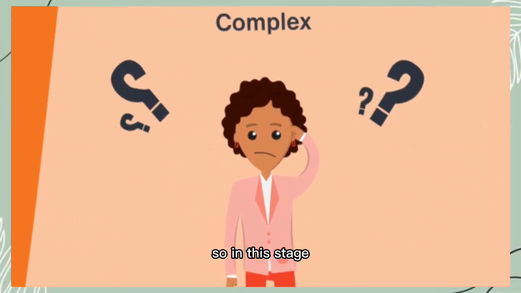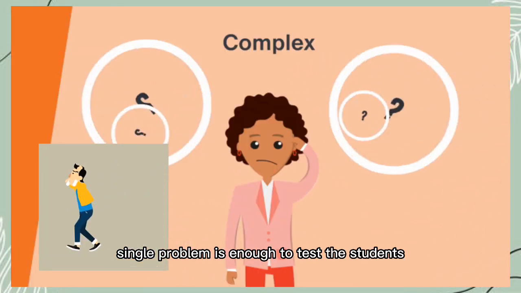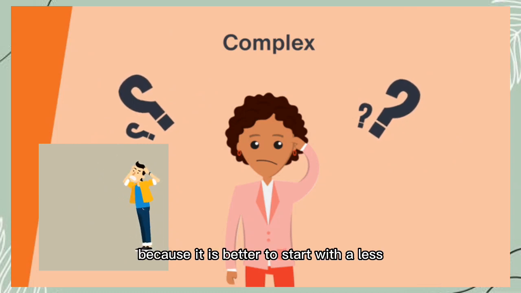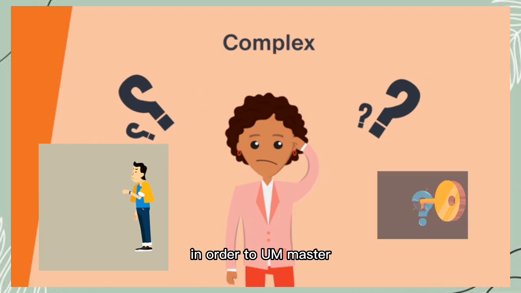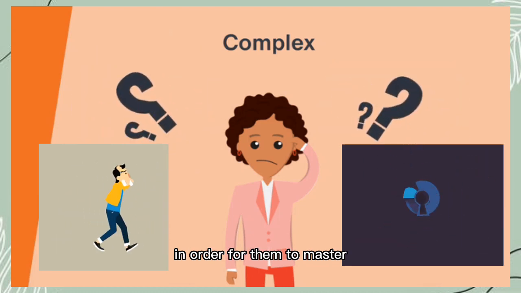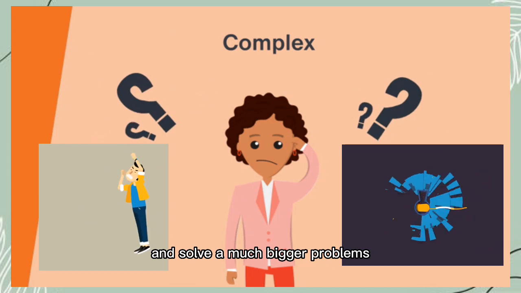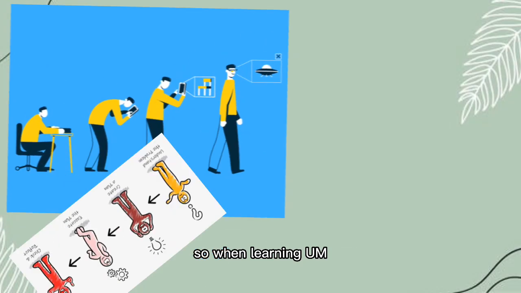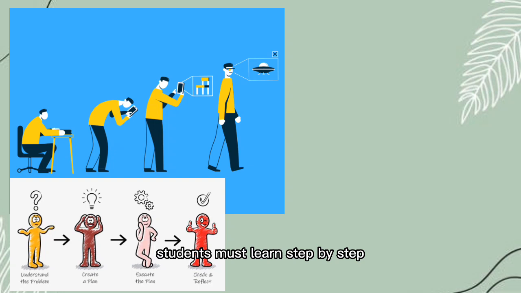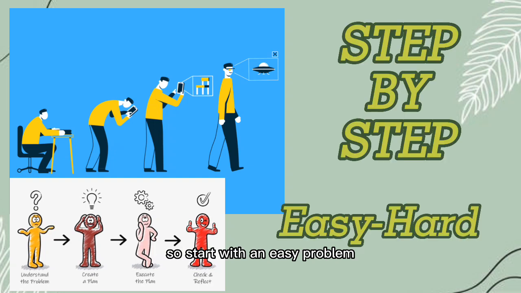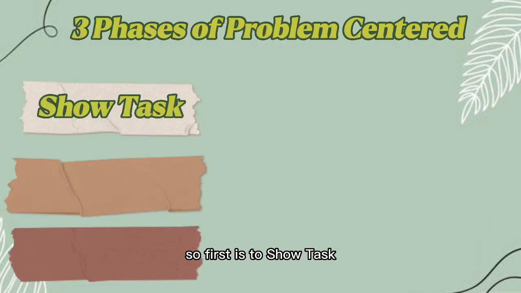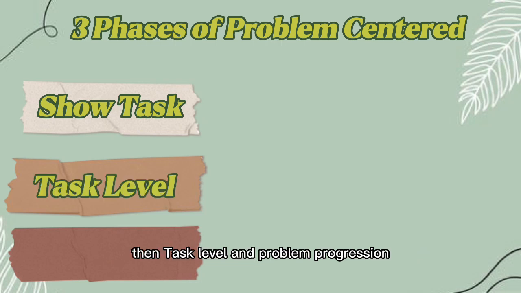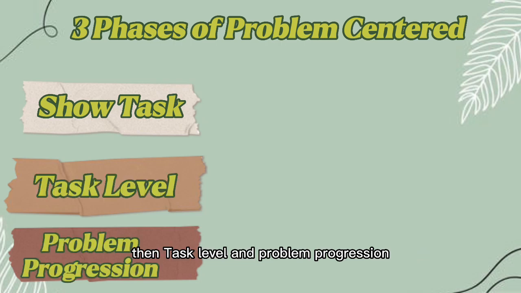So in this stage, a single problem is enough to test the students because it is better to start with less complex problems in order for them to master and solve much bigger problems in the near future. So when learning, students must learn step by step. So start with an easy problem until it gets harder and harder. There are 3 phases of problem-centered learning. So first is show task, then task level, and problem progression.